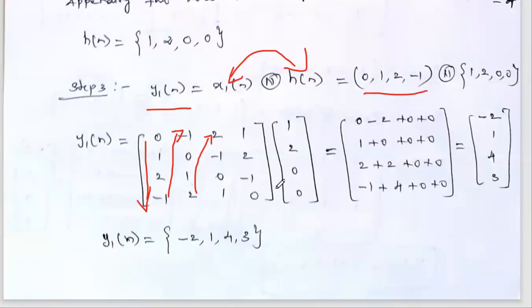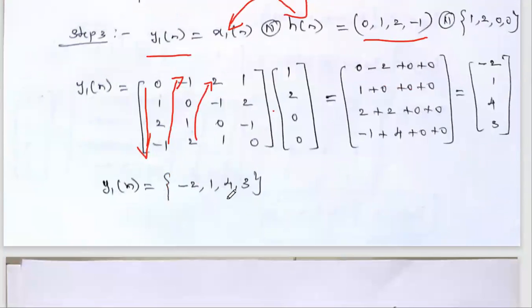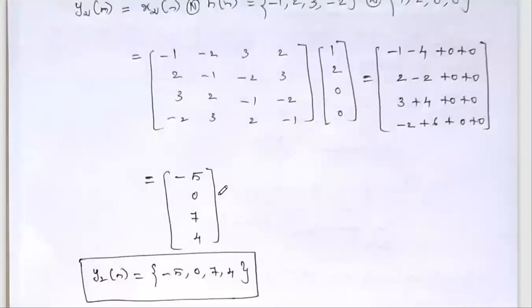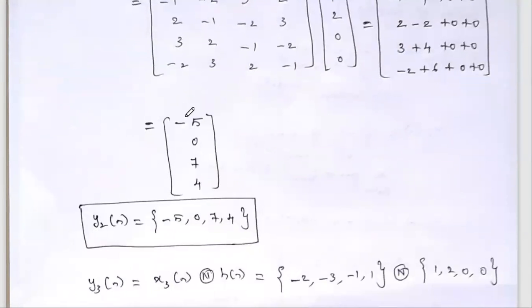x1 of n matrix multiplied with the h of n matrix. So you just multiply and find out the answer: minus 2, 1, 4, 3. Similarly, y2 is obtained by performing circular convolution of x2 with h of n. This is x2, this is h of n. So you just perform matrix multiplication, and this is the answer, minus 5, 0, 7, 4.